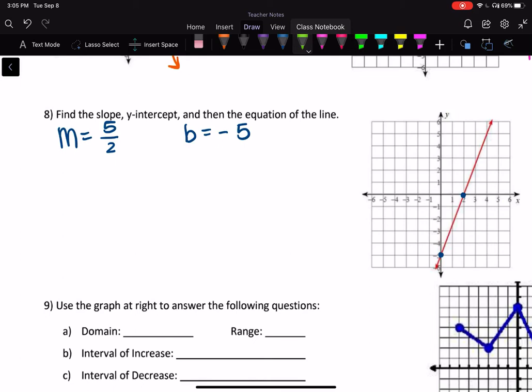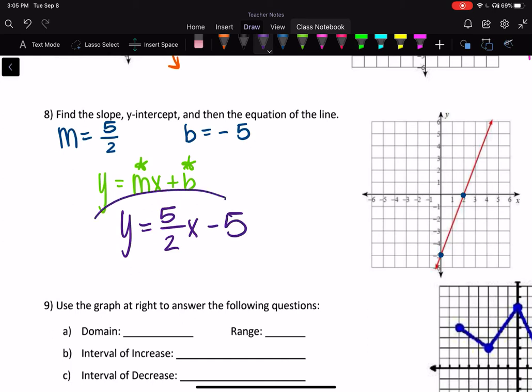Now I need to plug it into the equation of a line, which is y equals mx plus b. I only plug in m and b, and that will give me 5 halves x minus 5 for my final answer.